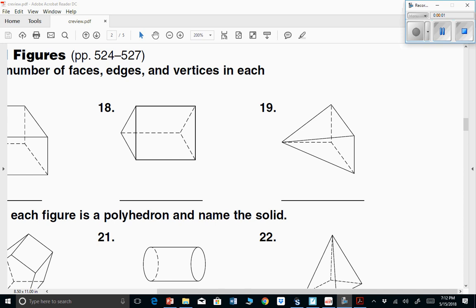6th grade math, chapter 10 review, part 5. Number 18. Let's do some more with faces, edges, and vertices.